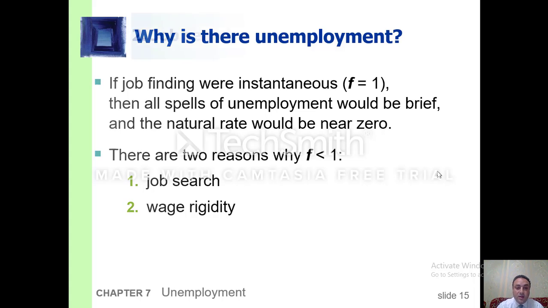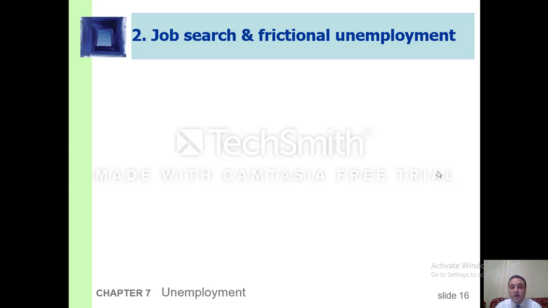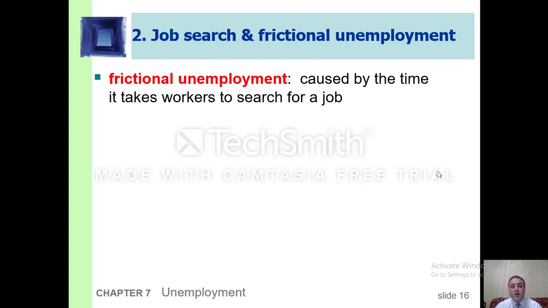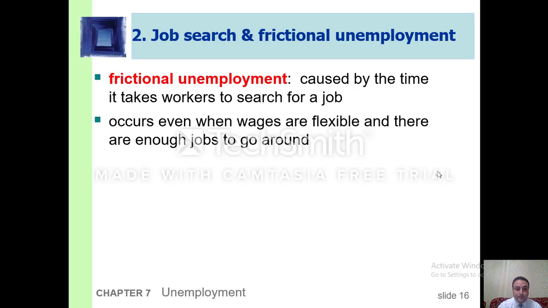The first one, job search, is related to a kind of unemployment which is called frictional unemployment. Frictional unemployment is caused by the time it takes workers to search for jobs. So this type of unemployment deals with the time that people take to search for new jobs. And it occurs even when wages are flexible and there are enough jobs to go around.